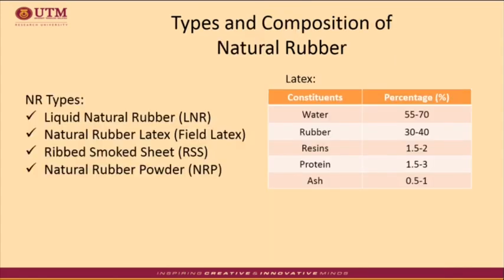So basically, there are different types of natural rubber available and named. Some of them are liquid natural rubber, latex or field latex, ribbed smoked sheet, and natural rubber powder. If we look into composition, basically the natural rubber consists of polymer or isoprene, water, and minor impurities of organic compound. For latex, the rubber constitutes about 30 to 40% of the total compound as shown in the table.